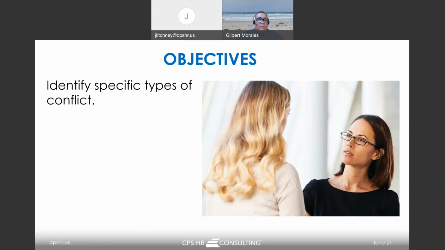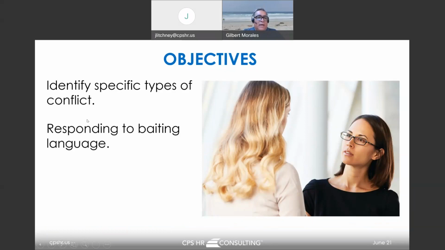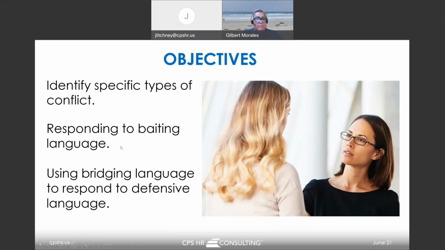Here's some of the objectives that we're going to be looking at today. We're going to identify specific types of conflict, what those look like, and how they impact us. We're going to look at responding to baiting language and what baiting language is. Baiting language is used in a number of different environments, but there's a reason and a purpose for baiting language. And then we're going to use bridging language. What does bridging language look like, and how do we use it to respond to defensive and or baiting language? 3 simple things, 3 easy things in the next 30 minutes. And these are tools, hopefully, that you can utilize in a real-world environment. But these are things that I teach in my class on a full-day session or a 4-hour session.